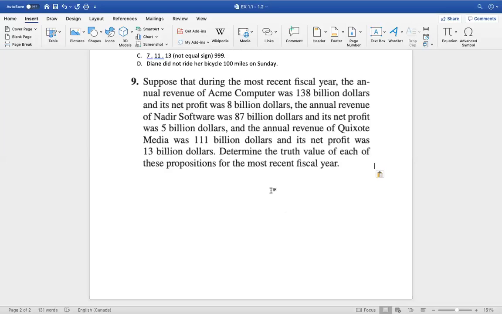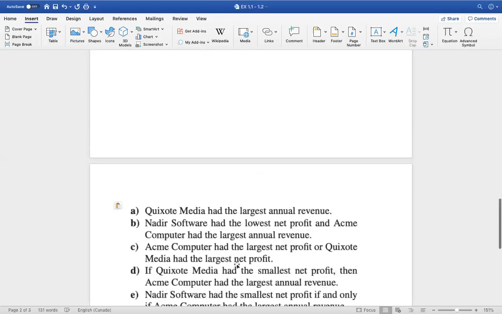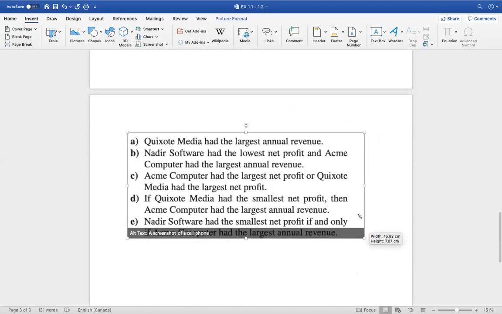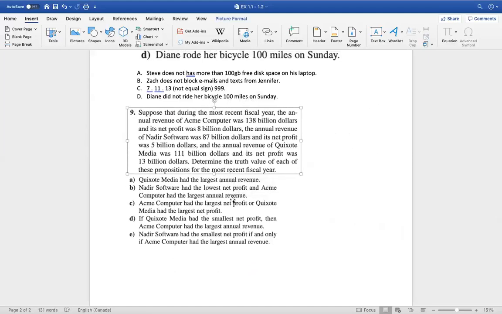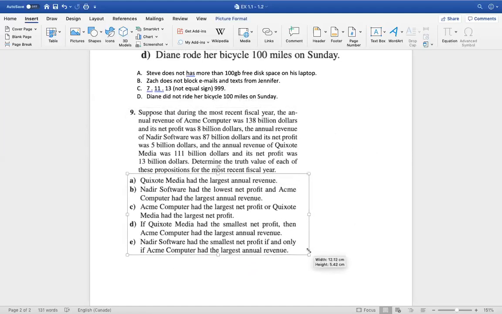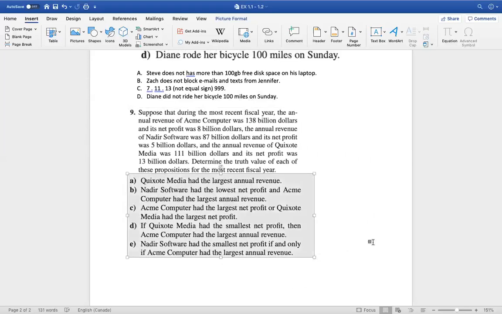Okay, so now let's see what the choices are here. So let me just put it on one screen. Is everyone able to see that clearly? Yeah. Okay. So let's do the part number A.